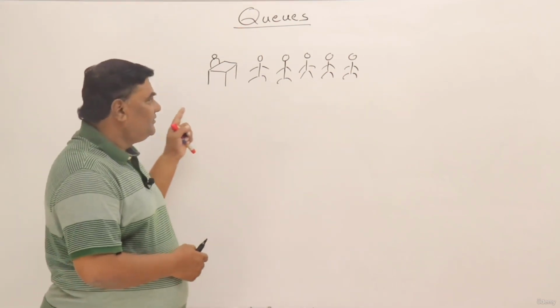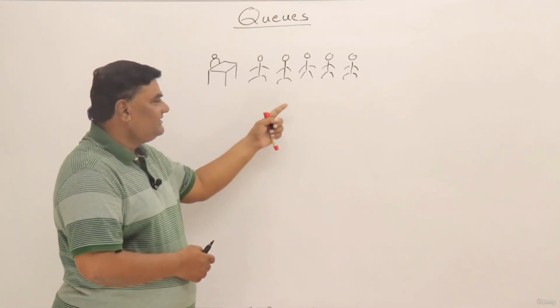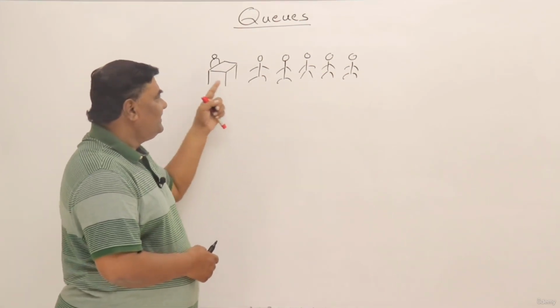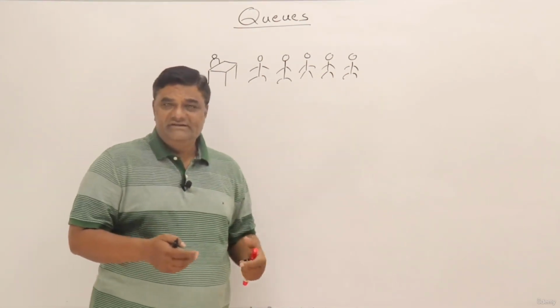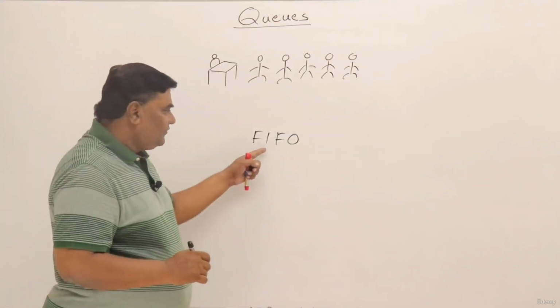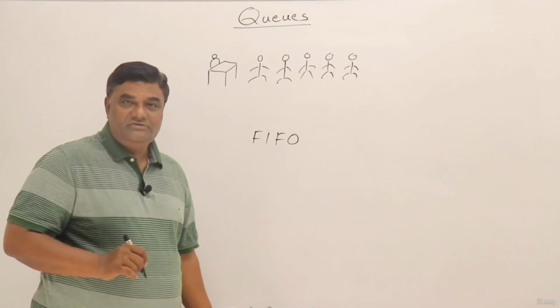Here is an example of a queue showing people standing in a queue, and this is like a counter. So they are waiting in a queue to get their turn to avail some services or do whatever work they have. So this works on the discipline FIFO, that is first in, first out.